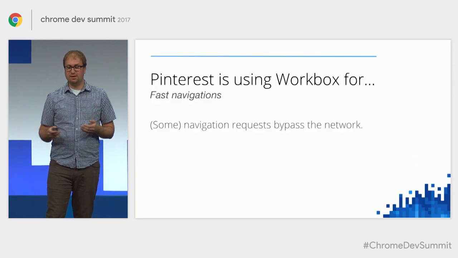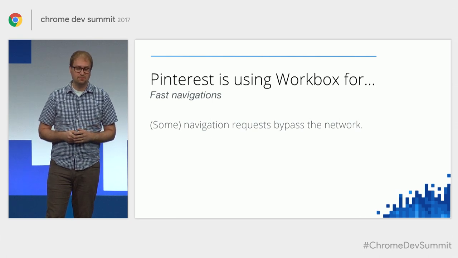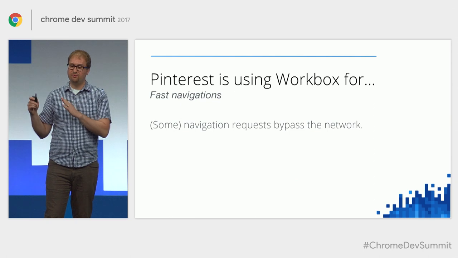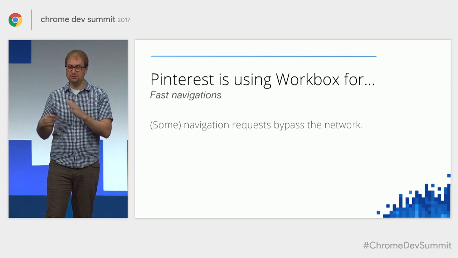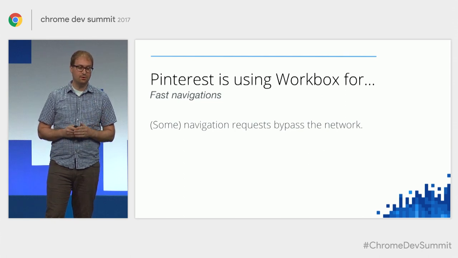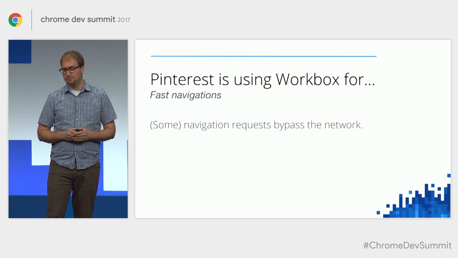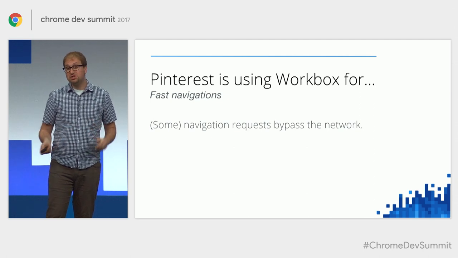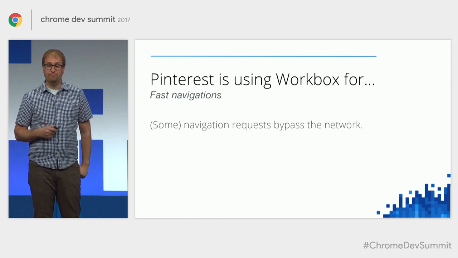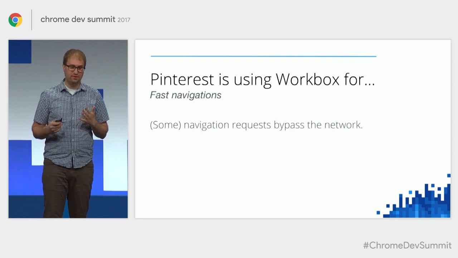Pinterest is also using Workbox to handle navigation requests. So these are the initial requests that your browser makes for the web app's HTML. And traditionally, these requests always had to be served from the network, even if you're following all the other HTTP caching best practices. So you'd always have that as a bottleneck. But service workers changed that model. We can now serve cached HTML immediately, bypassing the network for navigations entirely.